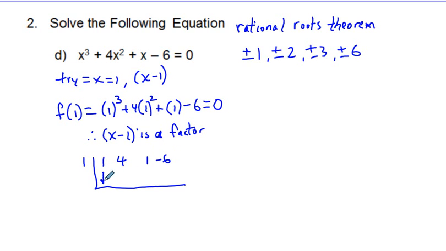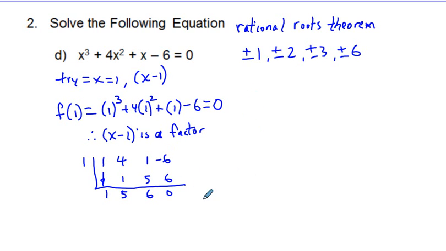So we bring down this 1. So we're going to get 1x squared. 1 times 1 is 1. We add to get 5. 1 times 5 is 5. We get 6. And then 1 times 6 is 6. And we get our remainder of 0.